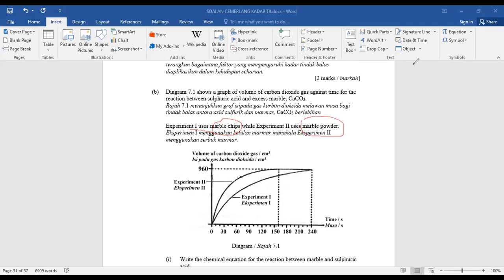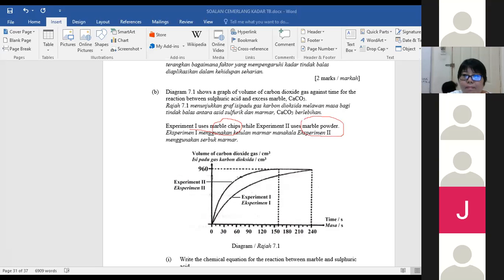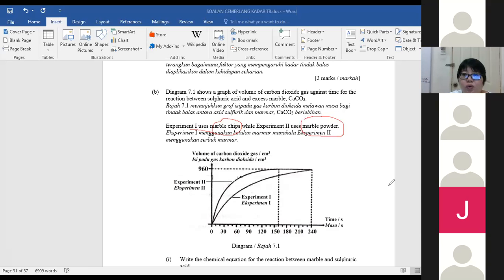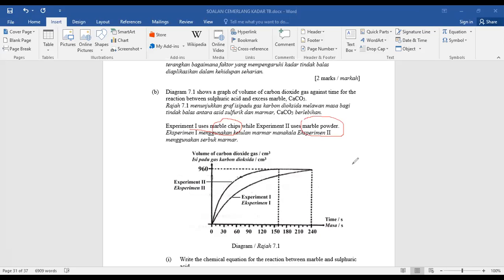Anyone who can tell me about the factor? The size. Size of what? The size of the marble. Yes, it is the size of the marble, or the size of the calcium carbonate. You don't mention only the size, you have to mention it specifically. So the factor that affects the rate of reaction in this case is the size of calcium carbonate. In experiment 1 it is larger compared to experiment 2.